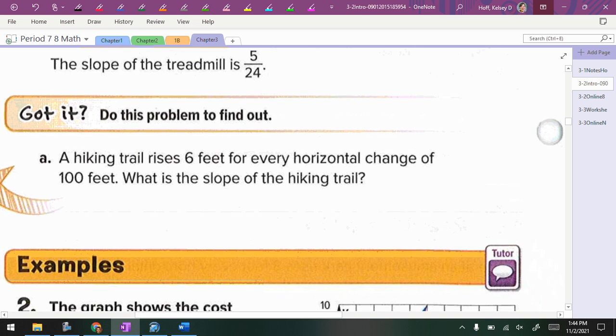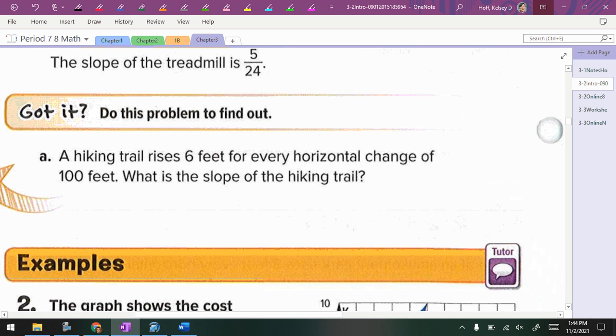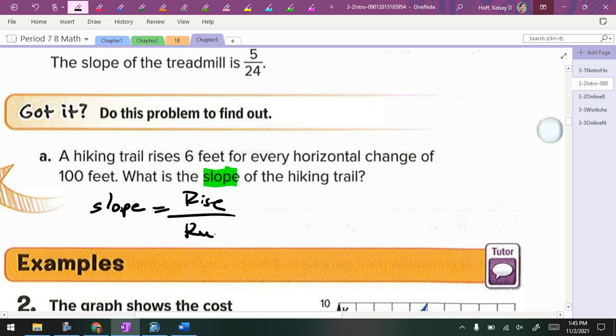So let's read got it A. A hiking trail rises 6 feet for every horizontal change of 100 feet. What is the slope of the hiking trail? Slope is rise over run. Now there's a key word in this that's going to tell us which number goes in the numerator or which number goes in the denominator. What is it? Rises. Okay? If your trail rises 6 feet, that's going to go with rise and is going to be in your numerator. Horizontal change is your run. That's your left to right change, which is 100.